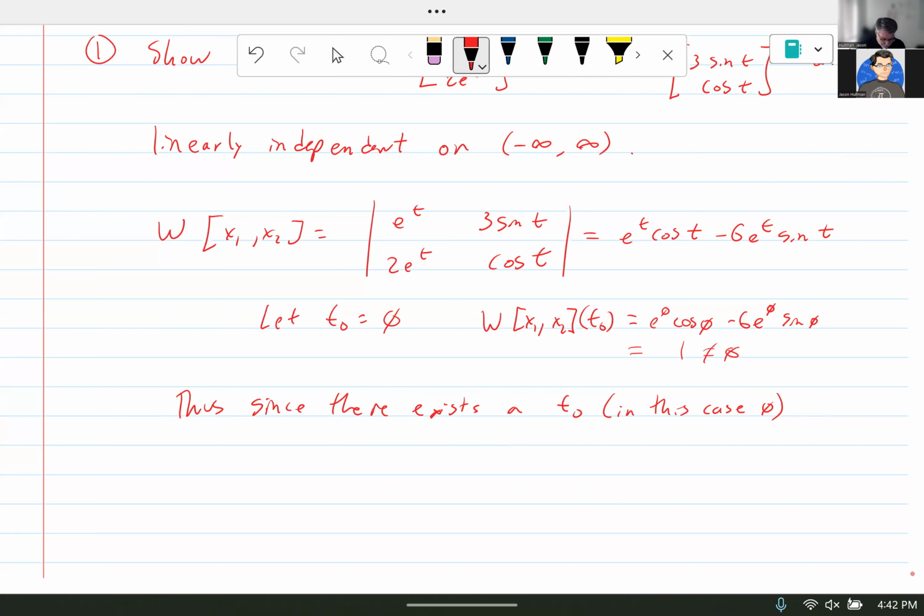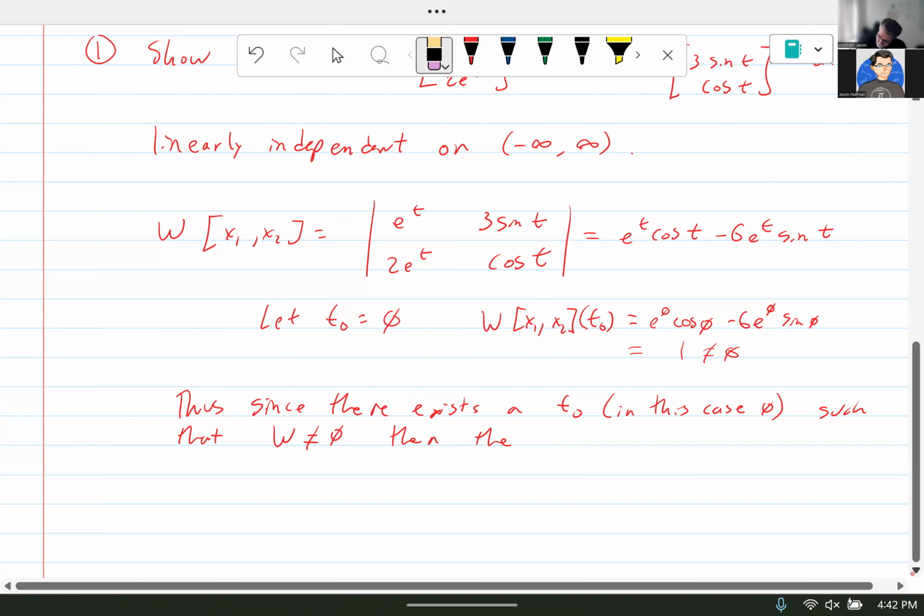Okay, thus, since there exists a t naught, in this case 0, such that the Wronskian is not equal to 0, then the column vectors x1, x2 are linearly independent on negative infinity to infinity. Right?